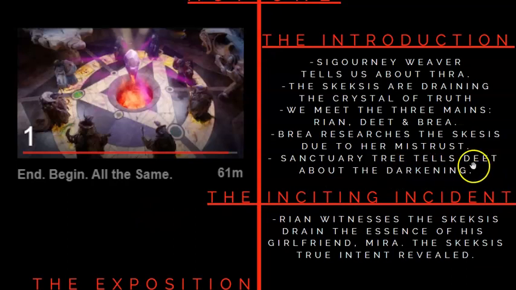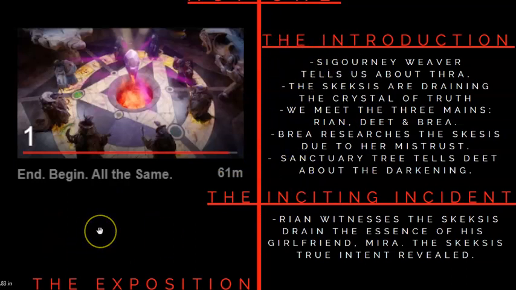And then Deet is a Gelfling who has a deep connection to nature and to the world, to Thra itself. The Sanctuary Tree tells Deet about the Darkening, which is this evil that's been taking over the land of Thra due to the Skeksis mistreating the Crystal of Truth. So that's the introduction.